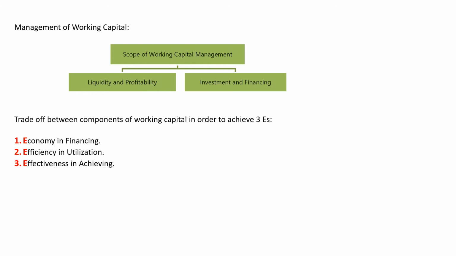And third is effectiveness in achieving. Similarly, we have to realize the debtors, and we have to complete the processes to achieve our final objectives within the time. The delay in any stage of manufacturing, for example, will make us spend more money, and that will affect our profitability and also our cash flow. Hence all these three E's have to be properly managed.